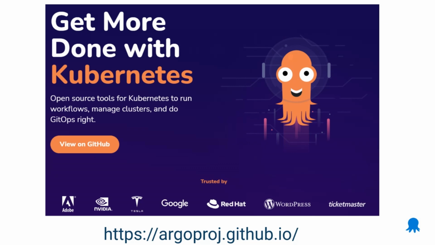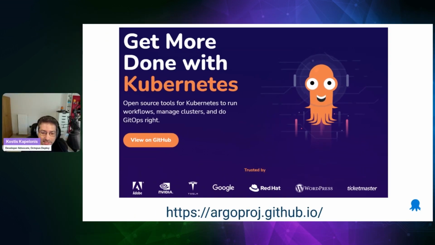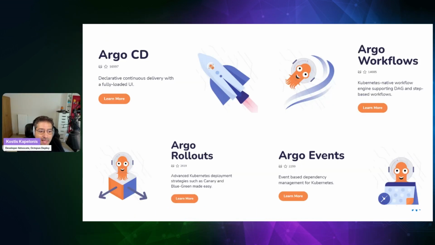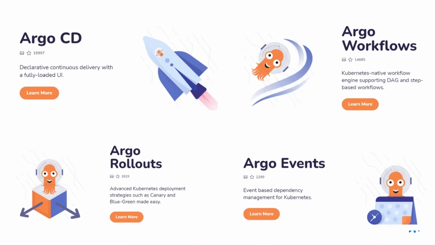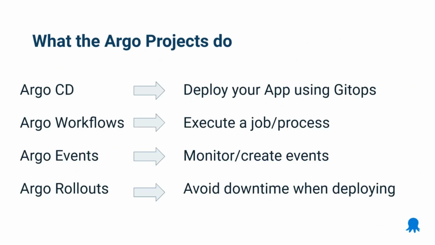If you haven't seen this, it's the main website of Argo, all 4 projects, argoproject.github.io. And there you can see all the 4 projects according to their popularity. So Argo CD and Argo Workflows are obviously the most popular ones. You can see the number of GitHub stars. But then we also have Argo Rollouts and Argo Events.